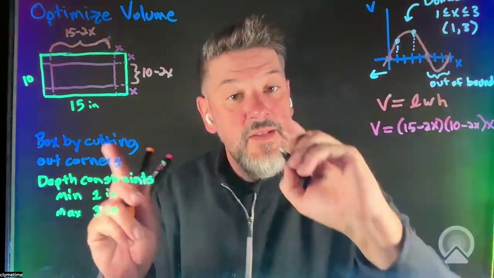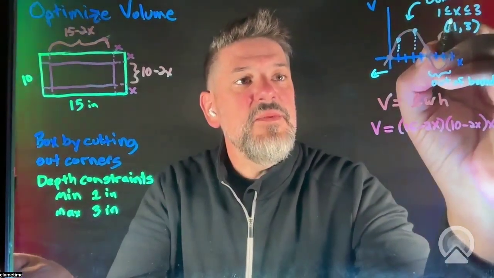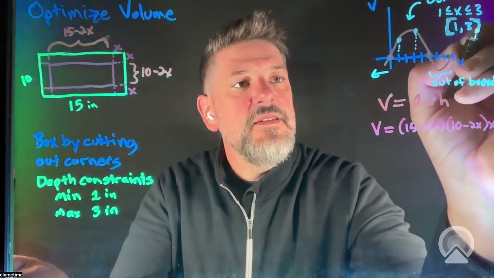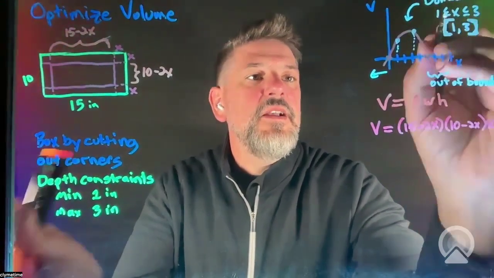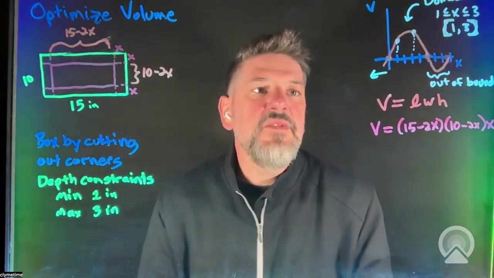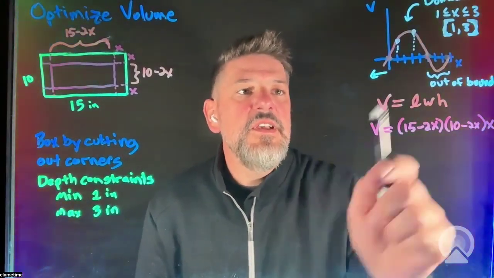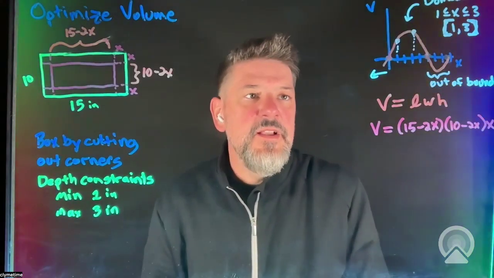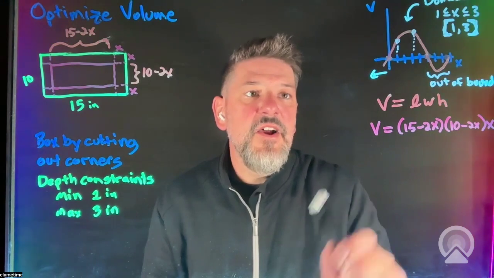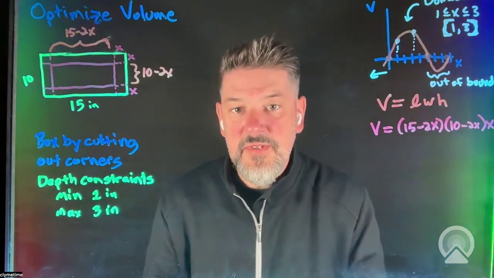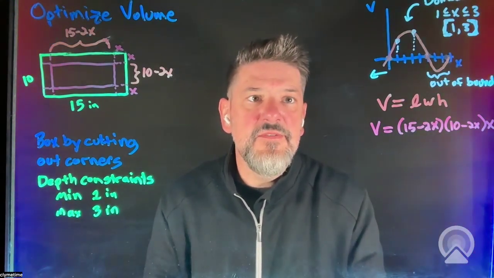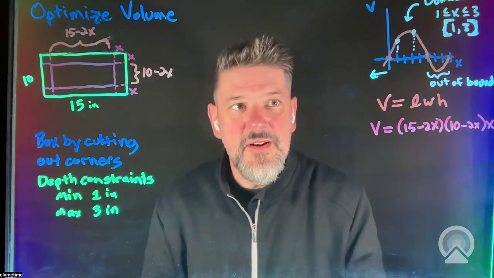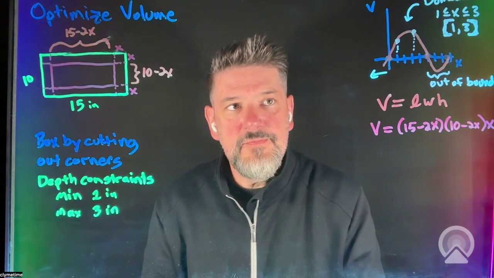So x, oh, I made a mistake here. Because we can include 1 and we can include 3, it's going to be square brackets. Parentheses mean you don't include the endpoints. Square brackets mean you do include the endpoints. So it can be 1, it can be 2, it can be 3, it can be anything in between. So that's our domain. That's the values of x we're allowed to use to optimize this problem and to find the value of x between 1 and 3 that gives us our maximum volume.